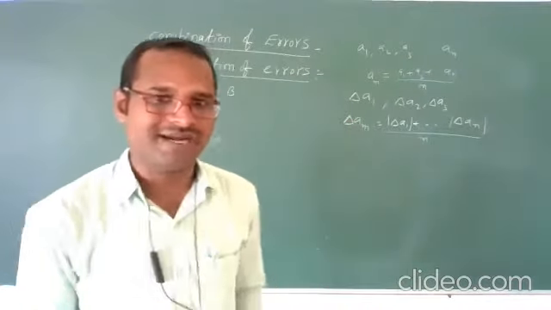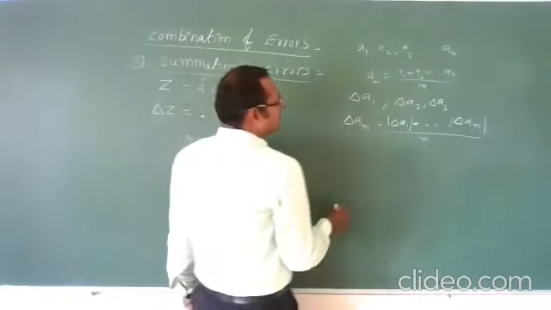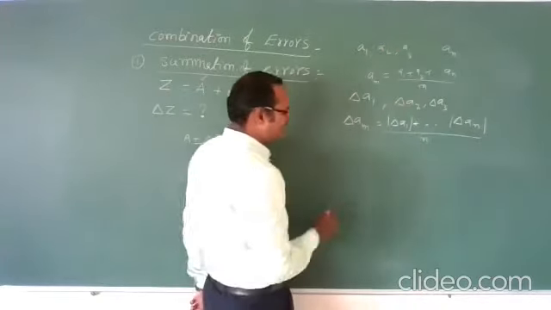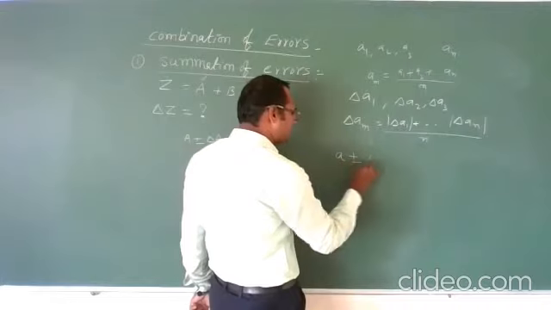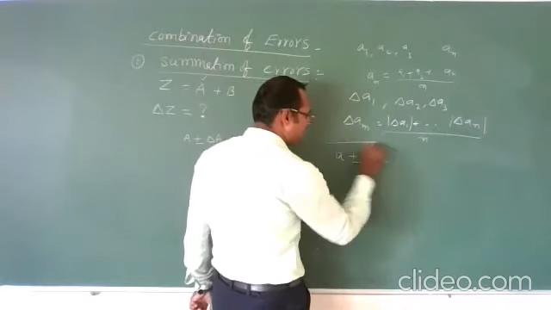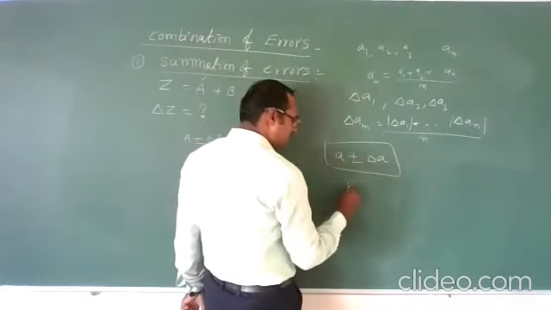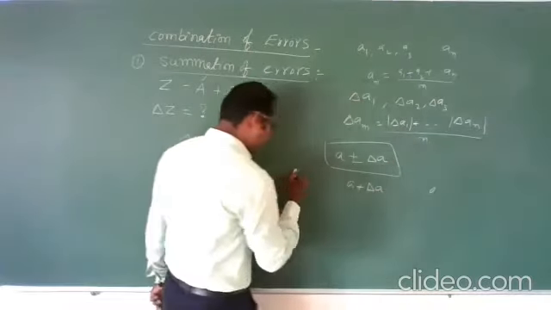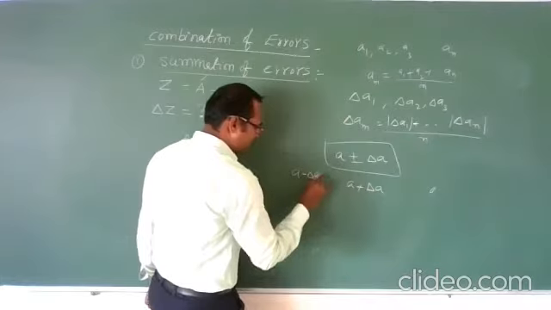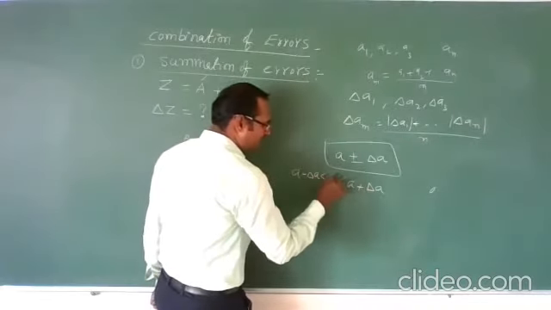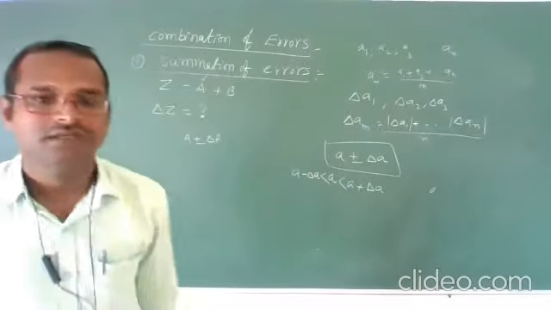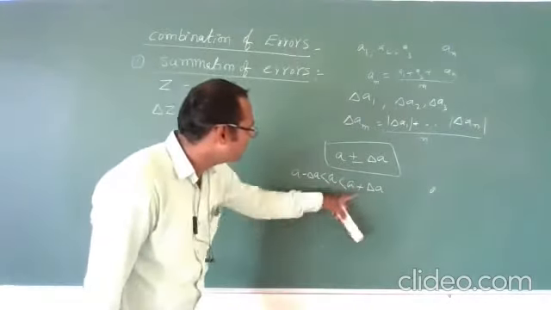Correct? Now what I am saying is, any number of these will all lie between A plus or minus delta A only. That means between A plus delta A and A minus delta A. Between these two numbers only your number will lie. Clear?